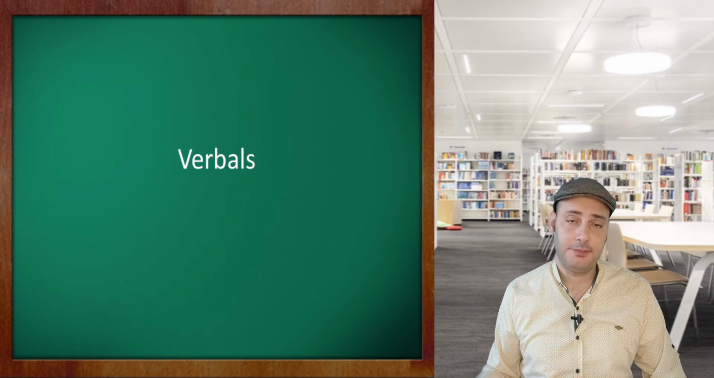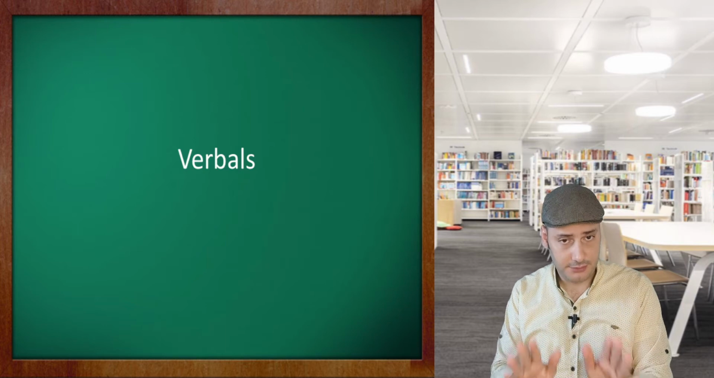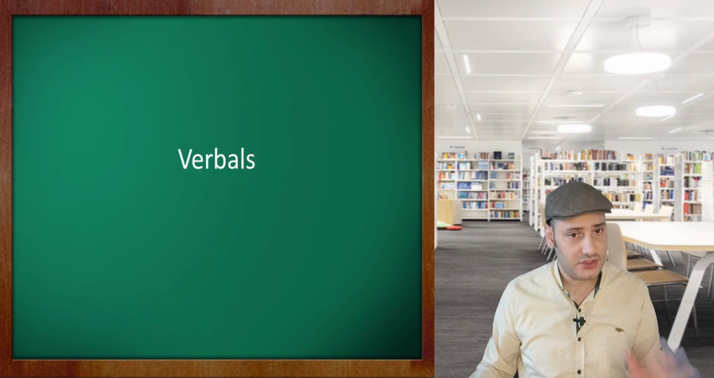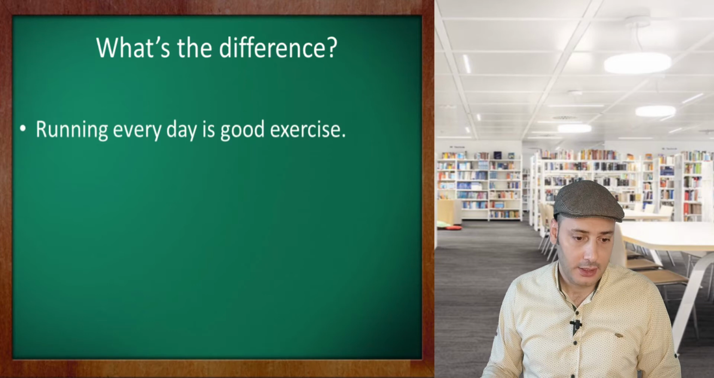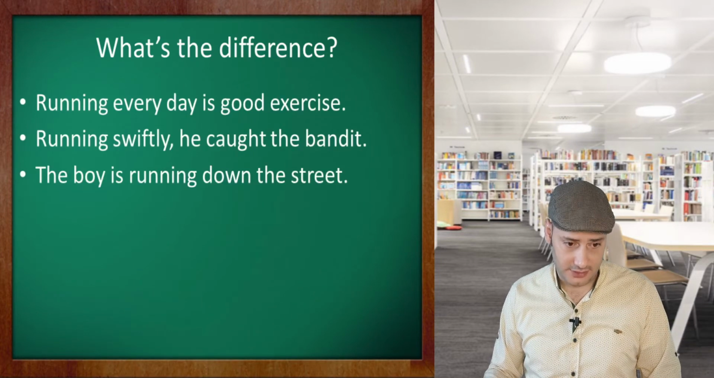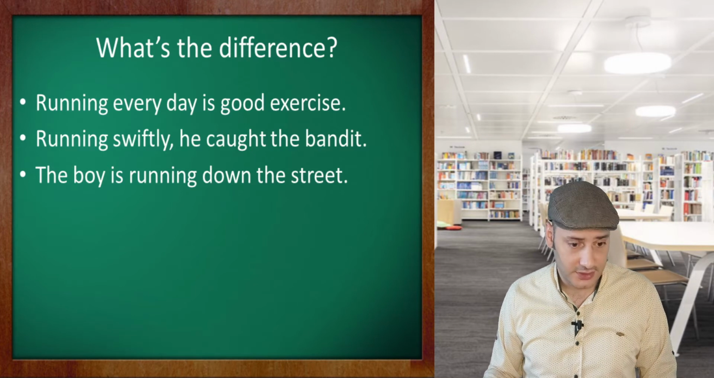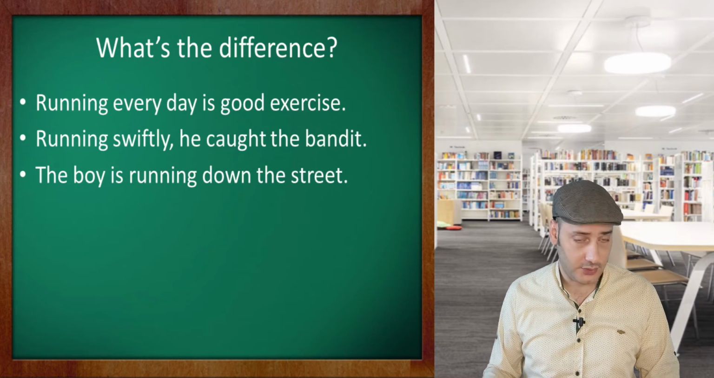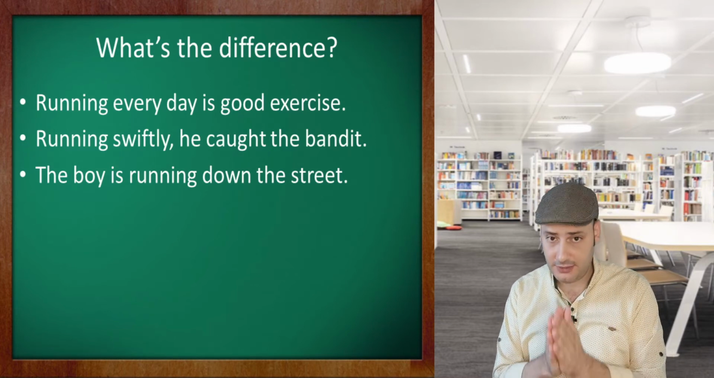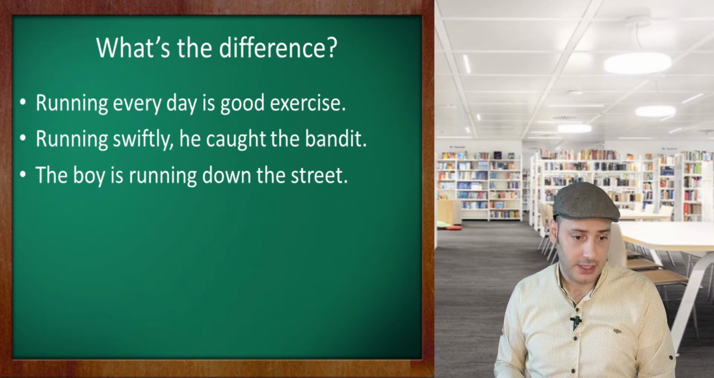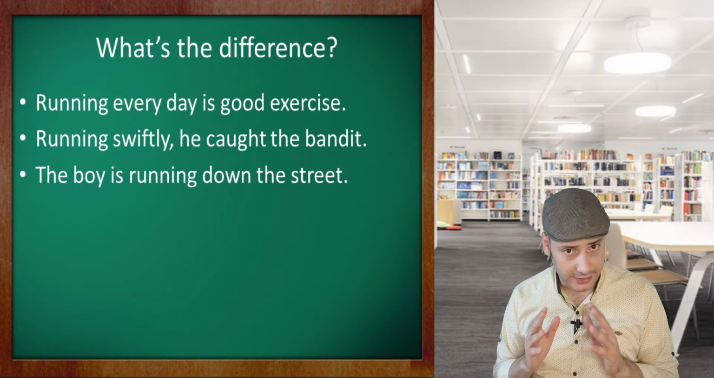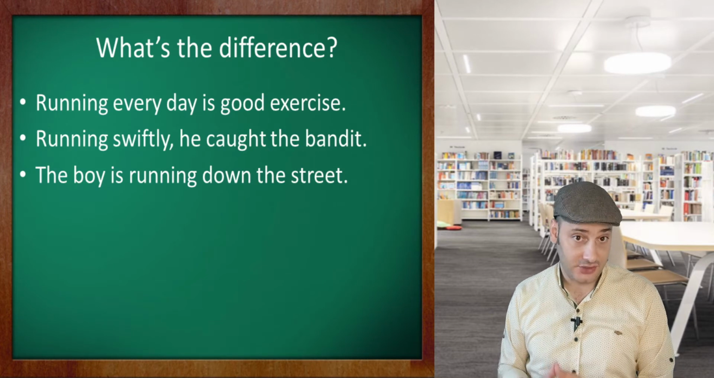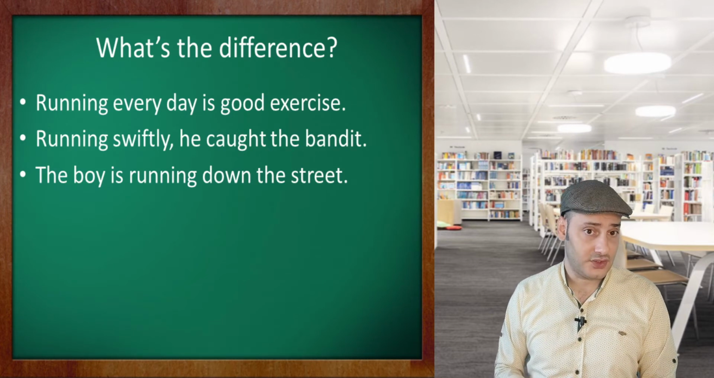Okay, welcome back again. So today we're going to talk about one of the most confusing things for students. Let's just see the examples and how the students are getting confused. If we look at these three sentences: Running every day is a good exercise. Running swiftly, he caught the bandit. And the boy is running down the street. What's the difference between running in the first, second, and third sentence? Running in the first sentence is a noun, and it's the subject of the sentence, while running in the second sentence is an adjective, and running in the third sentence is the verb.